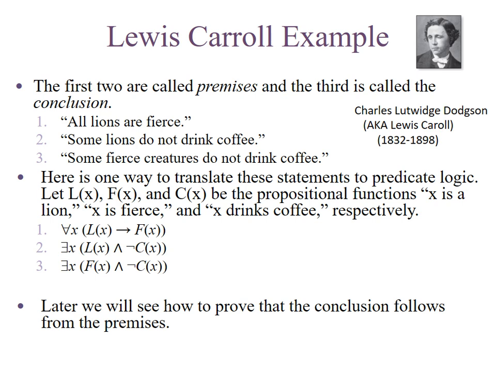Okay, so you can find a particular instance. It's a lion and does not drink coffee. That means some lions do not drink coffee. So we have a very similar sentence. Some fierce creatures do not drink coffee. That gives for some x, F of x and not C of x. Okay, so it's the same sentence.